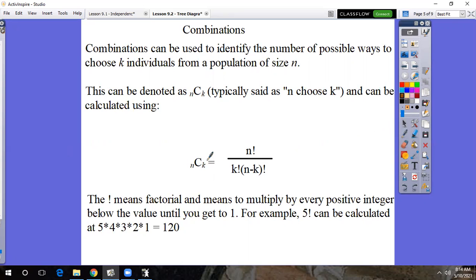So this is n choose k. To do this, I do n factorial over k factorial times n minus k factorial. This exclamation point is called a factorial. To calculate a factorial, you multiply every positive integer from the value until 1. So for example, 5 factorial is 5 times 4 times 3 times 2 times 1, which is 120.